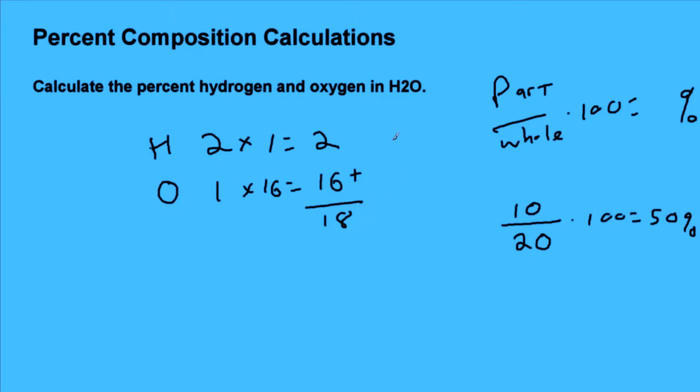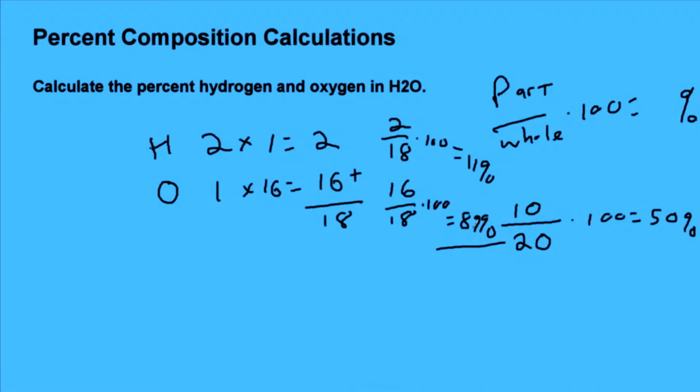So now to find out the percentage of hydrogen, we do the hydrogen 2 divided by 18 times 100. For this one, we do 16 divided by 18 times 100. Here we're going to get 11%, I'm rounding, and here we're going to get 89%. Okay, so in water, 11% of it is hydrogen and 89% of it is oxygen.